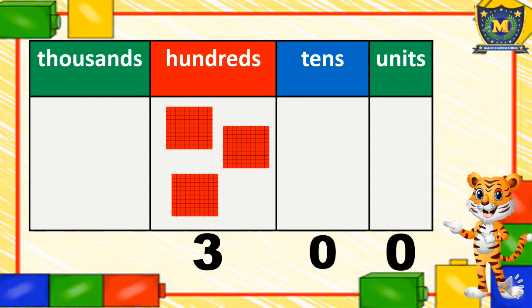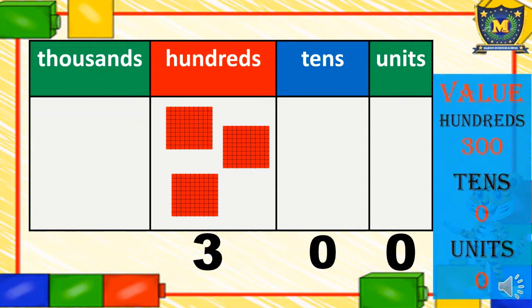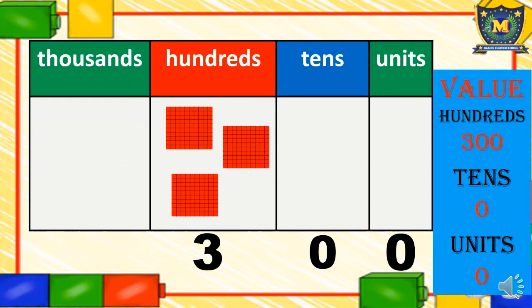Now I will show you the value for each digit. Let's start with units. Since we have here 0, the value for 0 is 0. Same with tens, and for hundreds we have here 3 flats. Remember that 1 flat is equal to 100, and we have here 3 flats, so the value for 3 flats is 300.